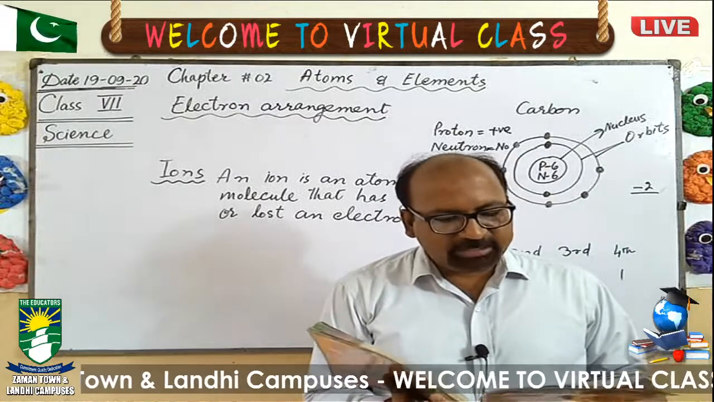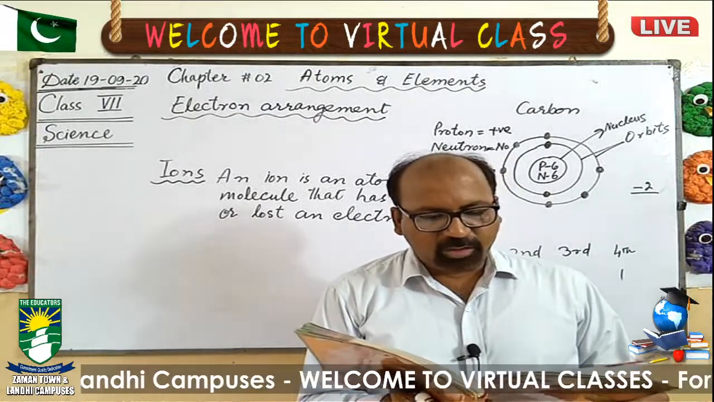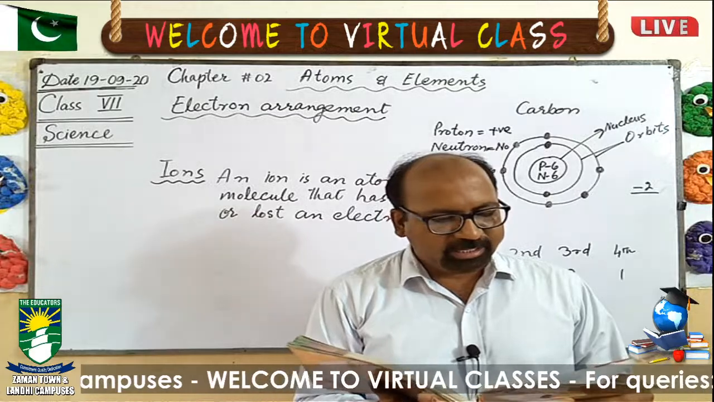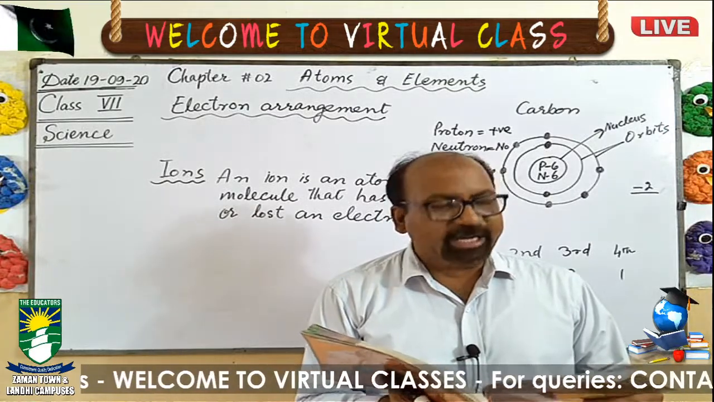Very simply, an ion is an atom or molecule that has gained or lost an electron. There are positive ions and negative ions.